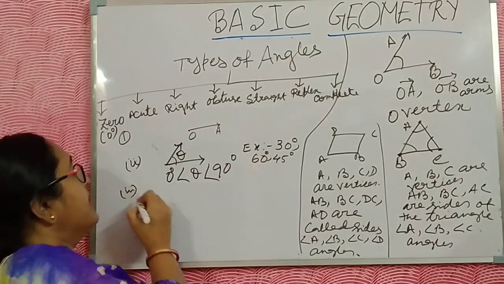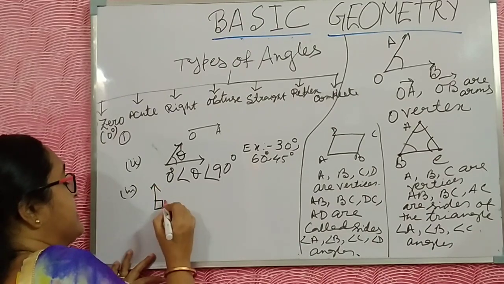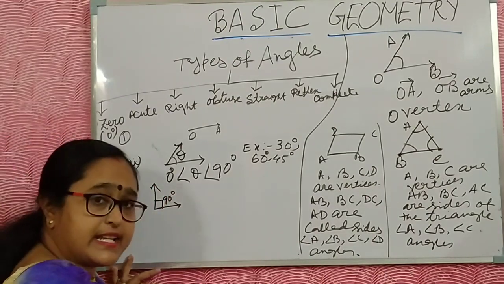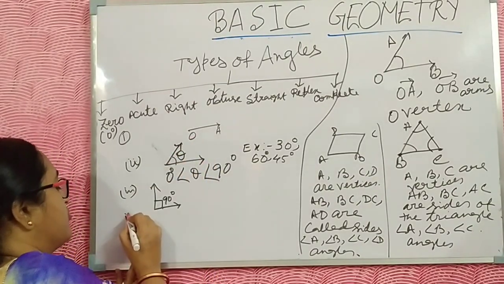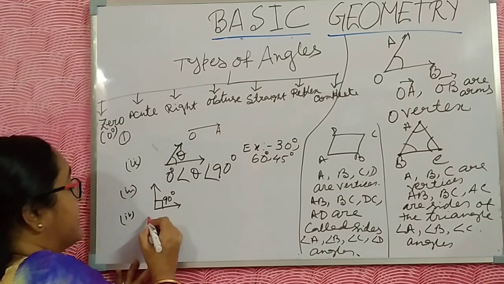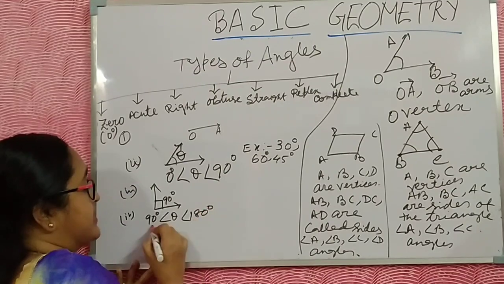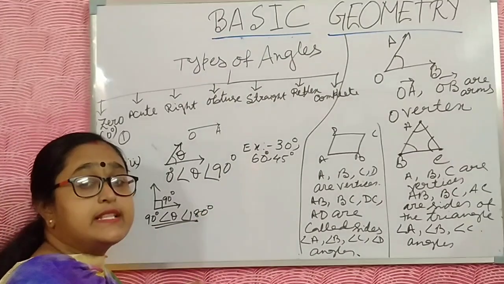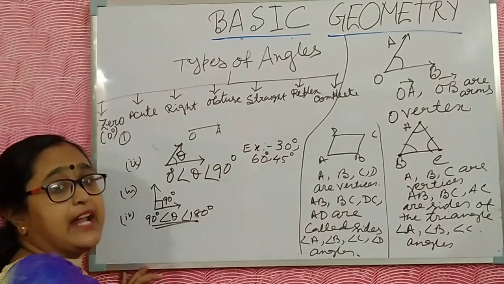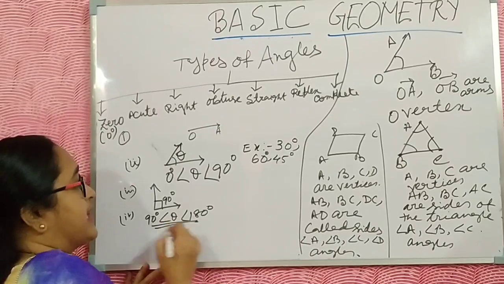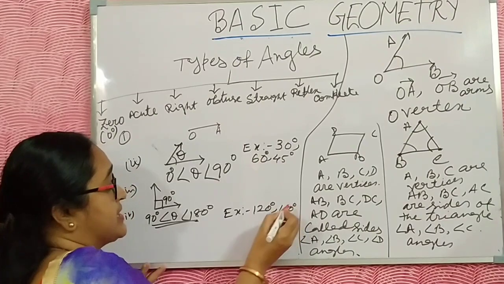And the third one is right angle. The angle that measures 90 degree is called a right angle. And the fourth one is obtuse angle. An angle that measures greater than 90 degree and less than 180 degree is called an obtuse angle. Examples are 120 degree, 150 degree, just like this.